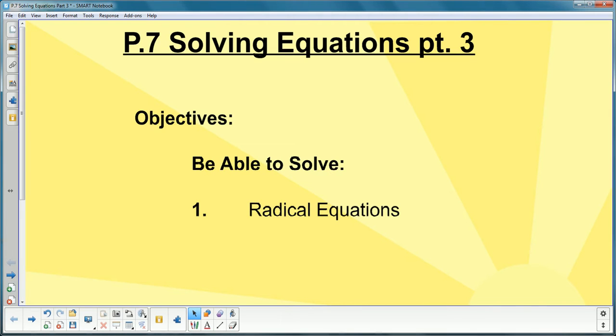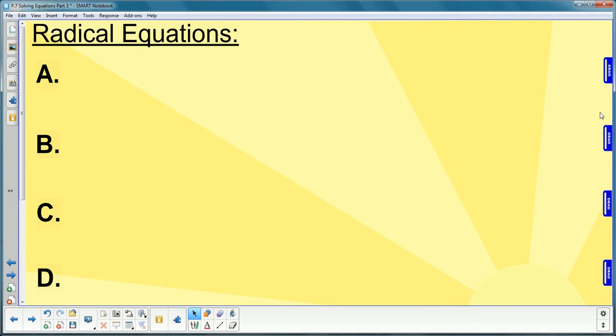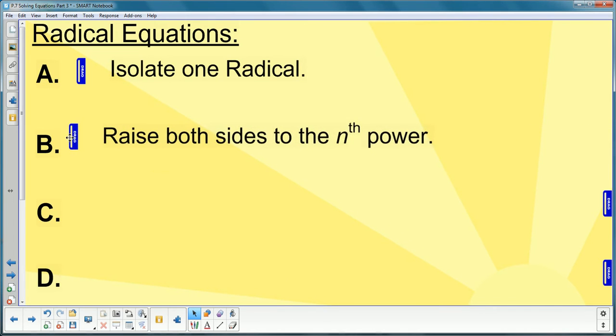Okay, so last video for P7 on solving equations, and this time we're going to look at radical equations. So anything with a root, like a square root, a cube root, fourth root, and so on. For a radical equation, the first step is just like absolute values: we're going to isolate that one radical, and then we are going to raise both sides to the nth power.